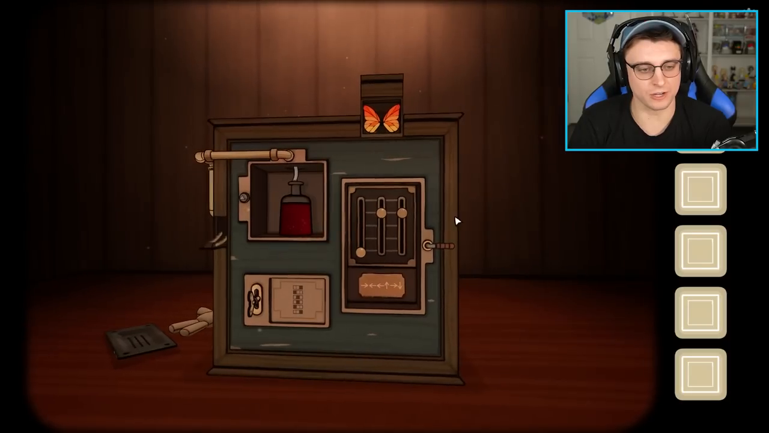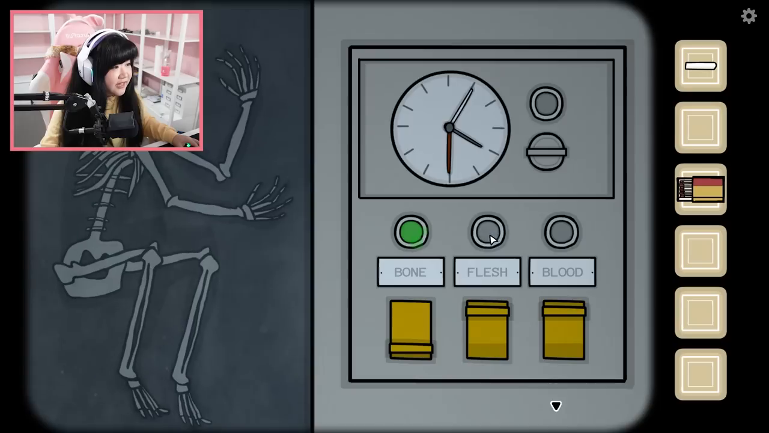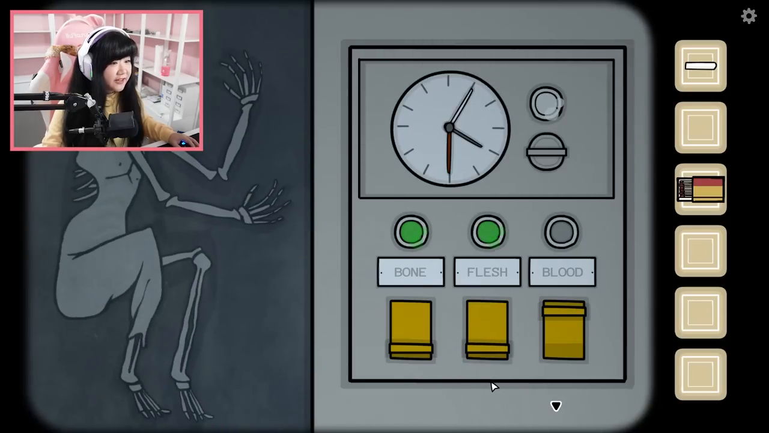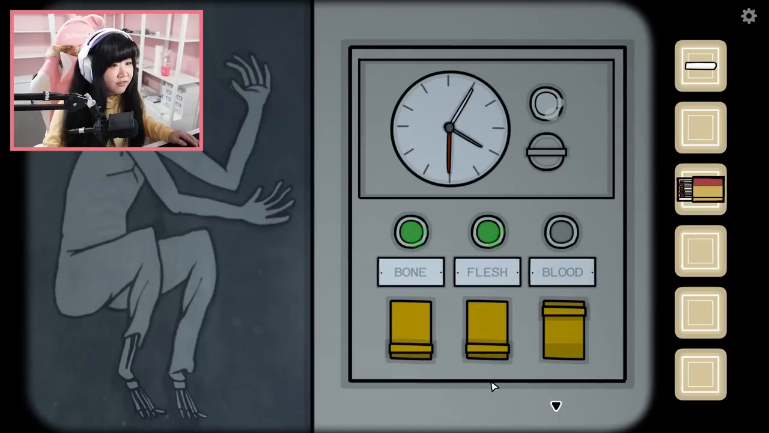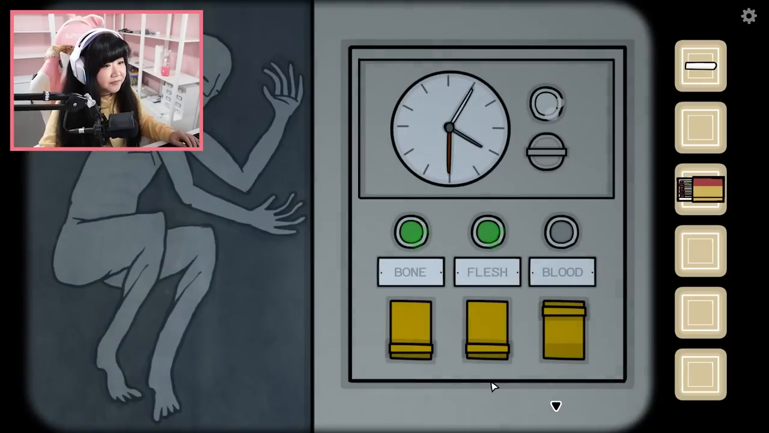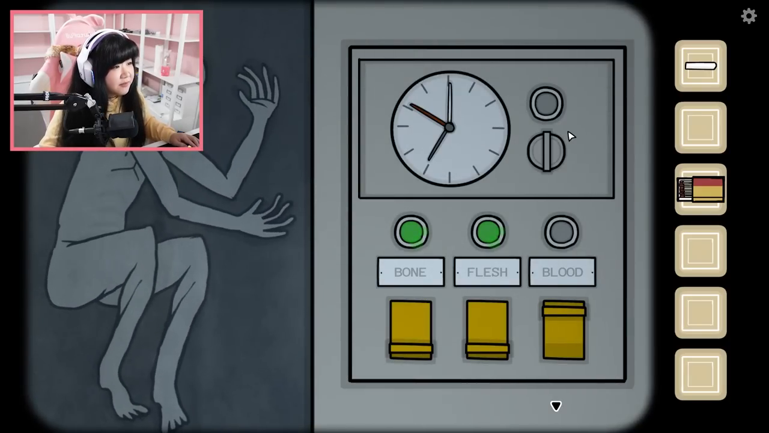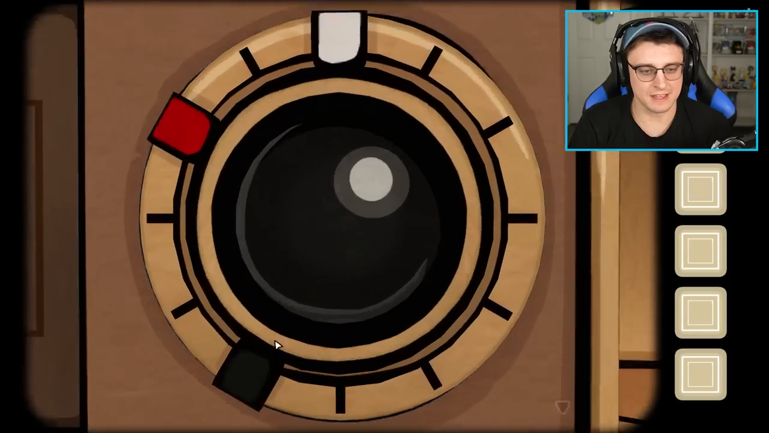Okay, do you have any more codes? Or another three red, white, black thingy? Yeah, I'm about to turn on flesh. Oh, look at that. He's now got skin and everything. Nice. White is 12. Okay. Red is 10. And then black is 7. Black is 7. Here I come.